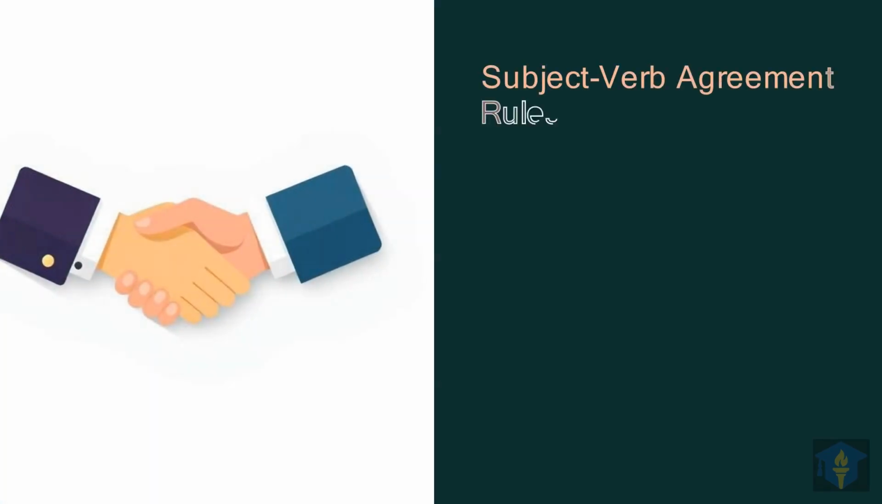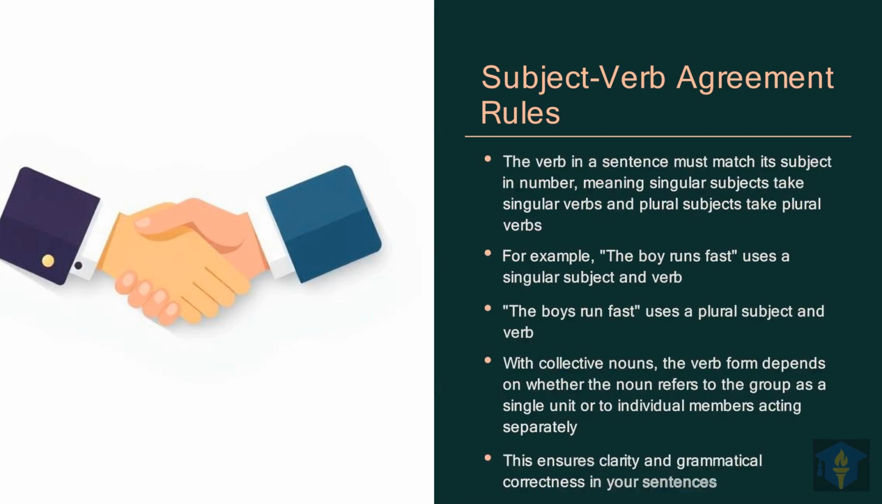Let's understand subject-verb agreement rules, a critical aspect for grammatically correct sentences. The verb must match its subject in number. Singular subjects take singular verbs, and plural subjects take plural verbs, ensuring clarity.